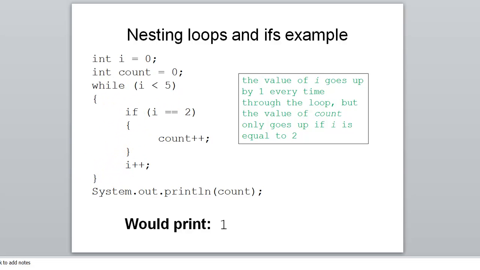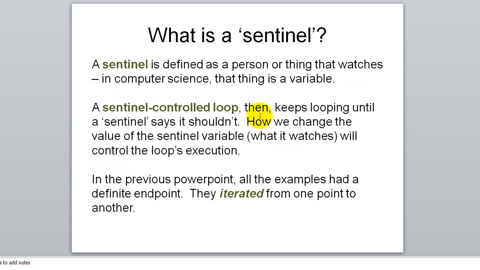Alright, so what is a sentinel? What is the point of this set of notes? Well, a sentinel is a person or thing that watches. That's it. It just watches. So in computer science, a sentinel would be a variable, but a sentinel-controlled loop would be, maybe there's a variable that watches to see when that loop should stop running.